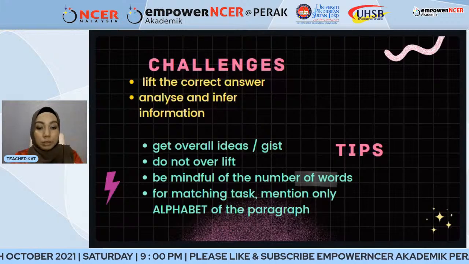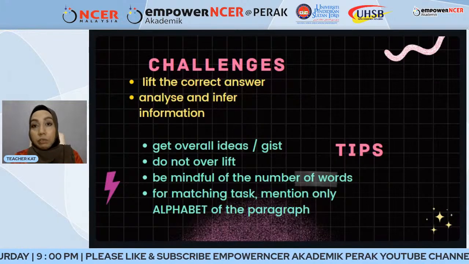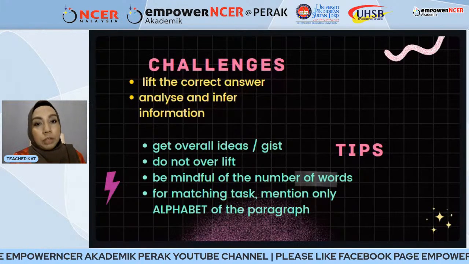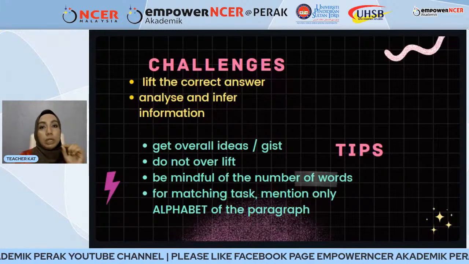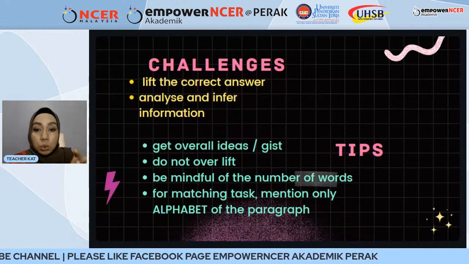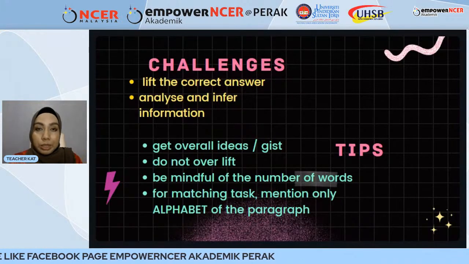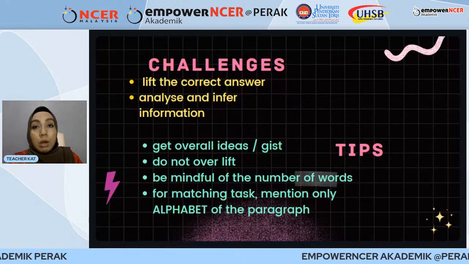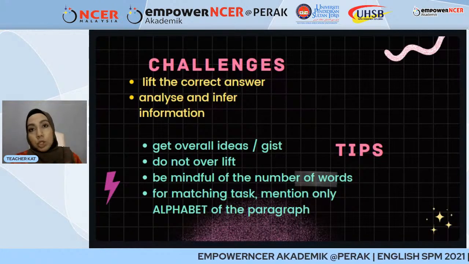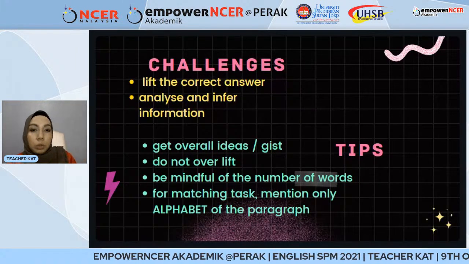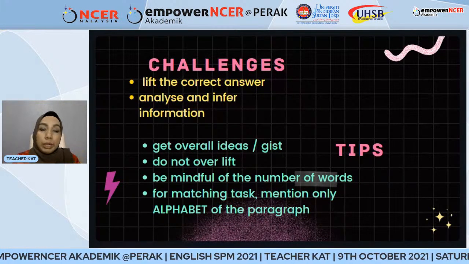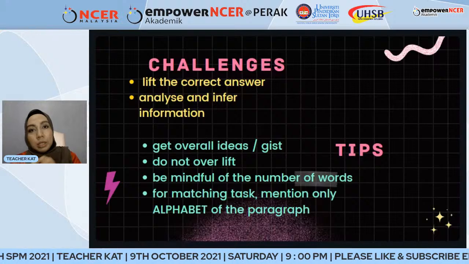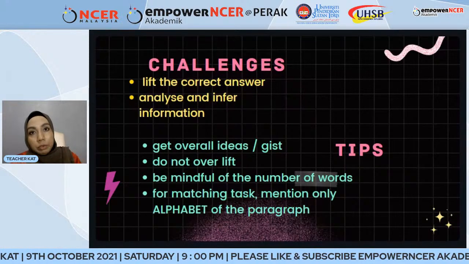For the second part of matching and information transfer, the question will ask you to take information from the text, but for the answer, you need to follow the instruction. Sometimes the instruction might just say not more than one word, so you should not write more than one word. If the question says no more than 3 words, for example, what happens if you write 2 words?